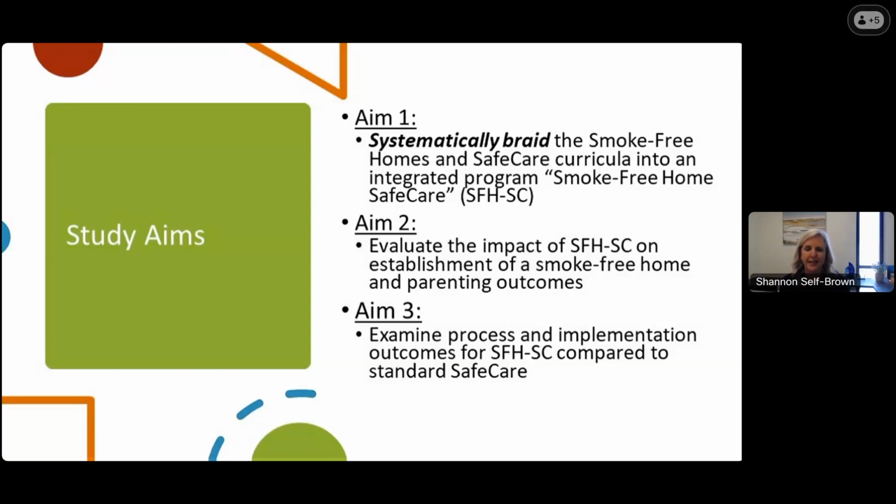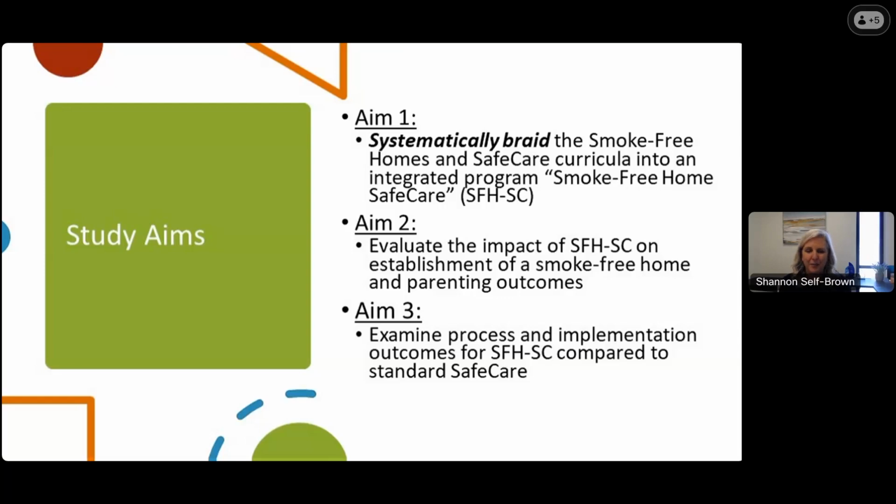Our second aim was to evaluate the impact of the Smoke-Free Home Safe Care program on smoke-free home rules by parents as well as parenting outcomes, because we wanted to make sure that as we were rolling out the additional curricula that we were not diffusing the outcomes that Safe Care has on the modifiable risk factors for child maltreatment.